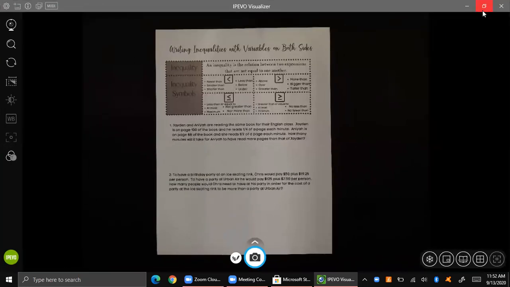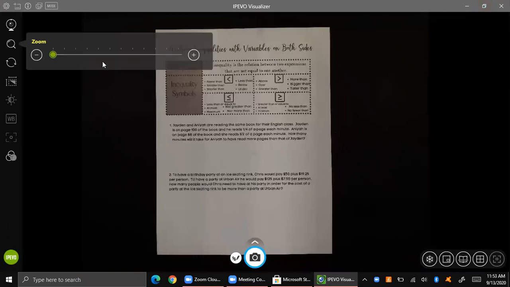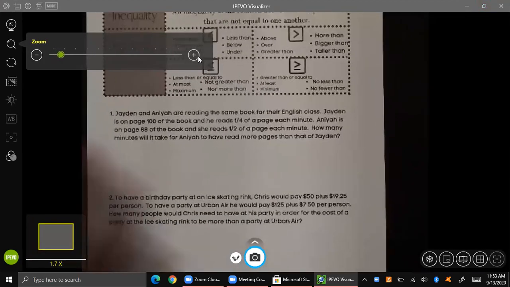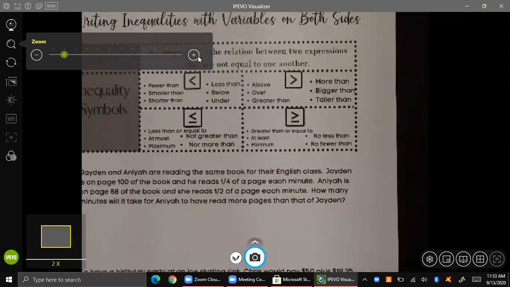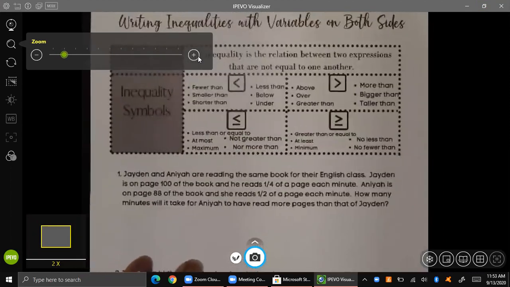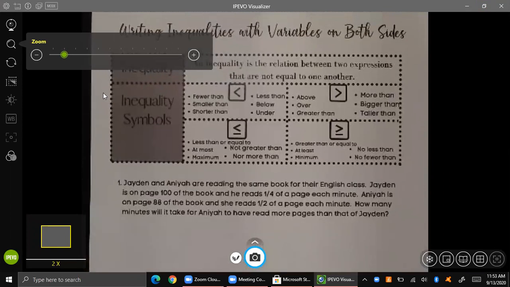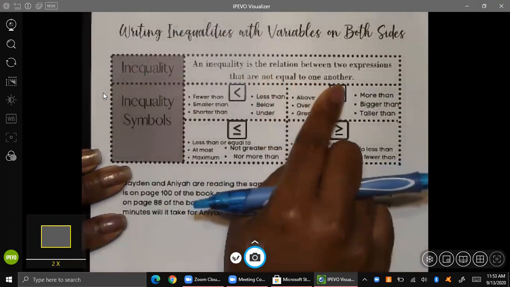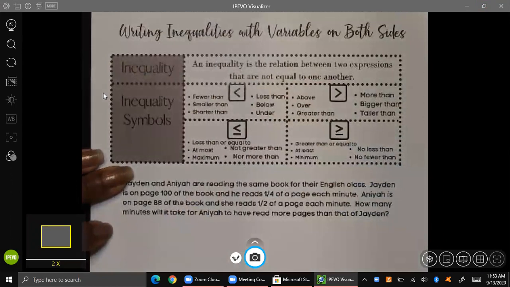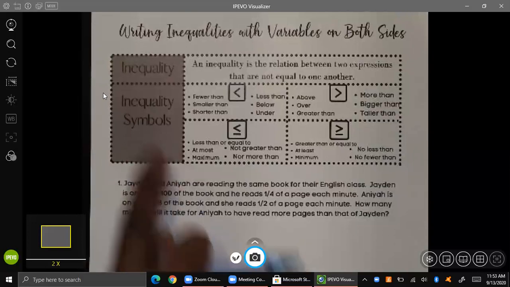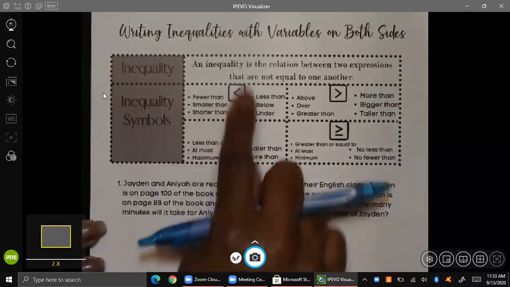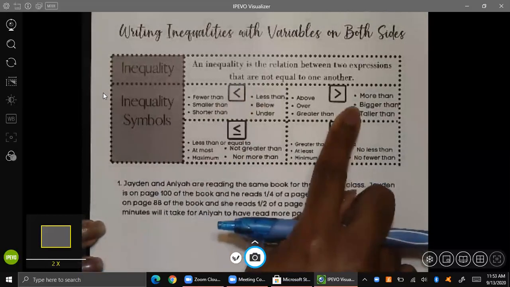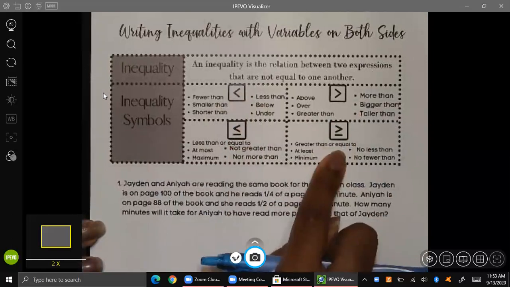Okay, guys, today we are talking about writing inequalities with variables on both sides. So the first thing that it is going to go through is the different symbols that we have for the inequalities. So first off, it tells you that an inequality is a relation between two expressions that are not equal to one another. Remember equations, we have the equal sign in the middle of the two expressions, and then inequalities, we're going to have an inequality symbol in between the two, which can be less than, greater than, less than or equal to, greater than or equal to.